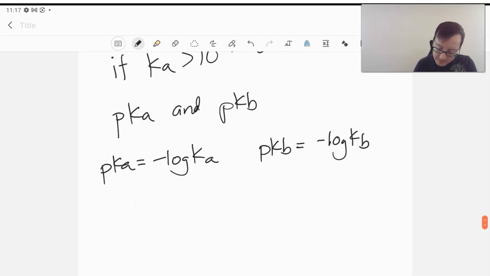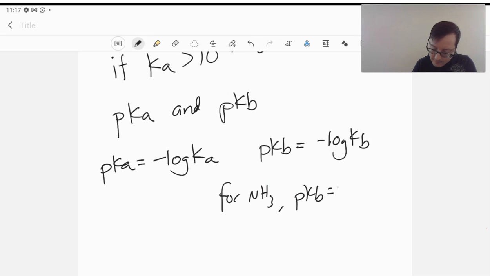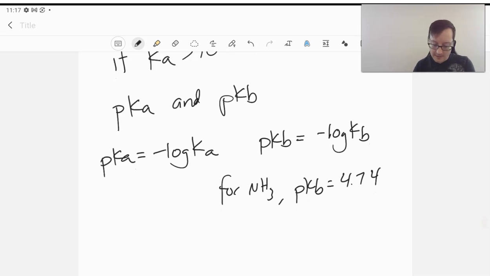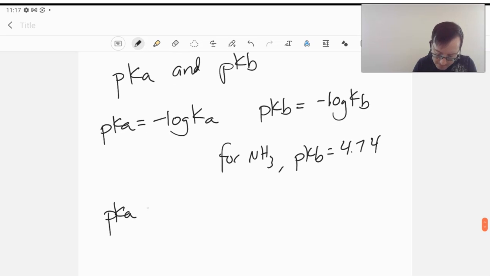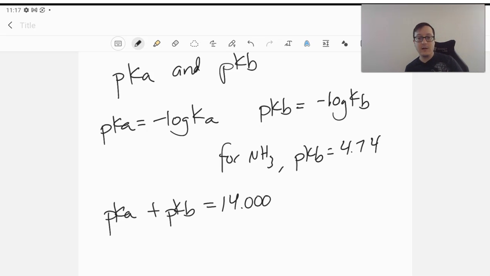For example, for ammonia, the pKb is 4.74. That's an easier number to work with than 1.8 times 10 to the negative 5, right? It avoids the exponents. And if we remember, pH and pOH add up to 14. It's the same thing for these two. pKa plus pKb will also equal 14 at 25 degrees Celsius.